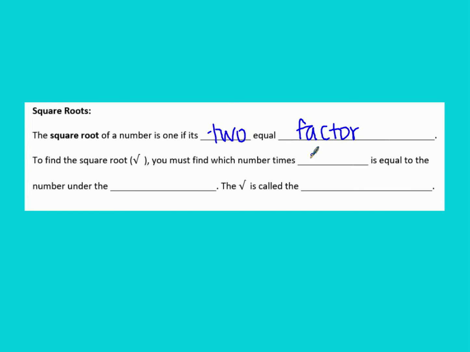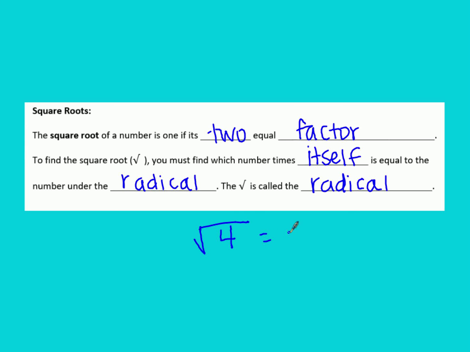So to find the square root, you must find a number which multiplies by itself is equal to the number that's under the radical. And that little symbol that you see up here and right again here is what is called the radical. So you'll see a number something like this. Like if you have a square root of 4, this is how we would say that. This means square root of 4.